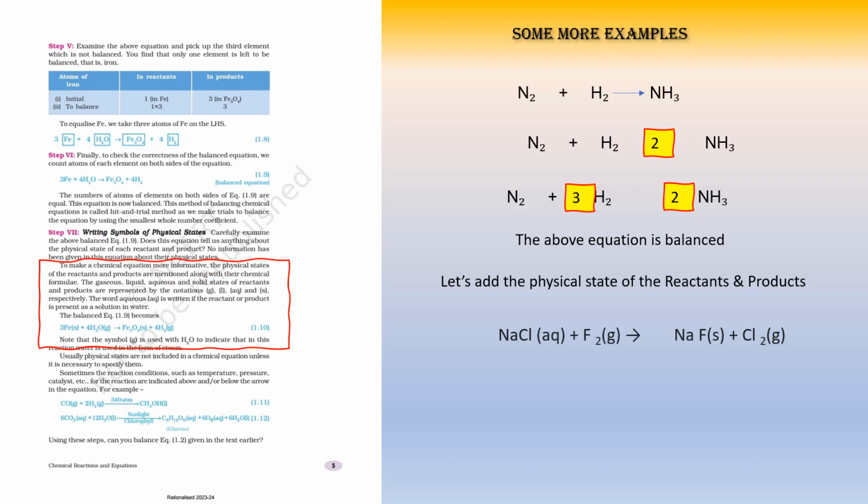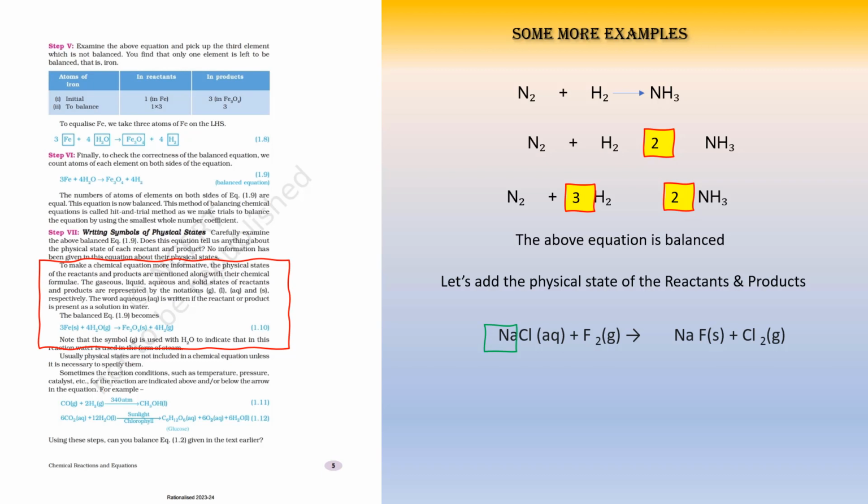Sodium chloride. You know sodium chloride is a solid, that is common salt or the table salt that you see. I have made a solution. So I have written here aqueous plus F2, that is fluorine, which is a gas, forms sodium fluoride, which is a solid, and chlorine, which is again a gas. So I have mentioned the physical states of the reactants and the products. Now let us start balancing one by one.